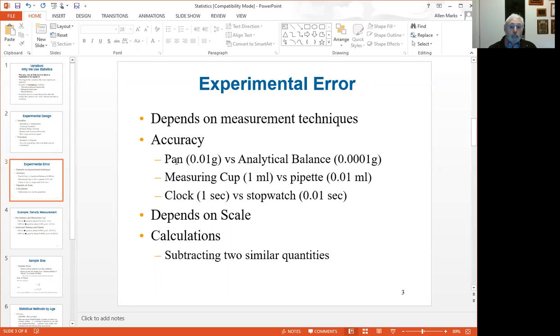Okay, for example, if you're trying to measure a mass, you can use a pan balance or an analytical balance. If you're measuring a volume, you can use a measuring cup or a pipette. If you're measuring a time, you use a clock or a stopwatch. You can see you have different degrees of precision. It also depends on the scale. The larger the scale, the better the precision is on a relative basis. And of course, you can introduce more variability from your calculations. If you subtract two similar quantities, the relative precision goes down appreciably.